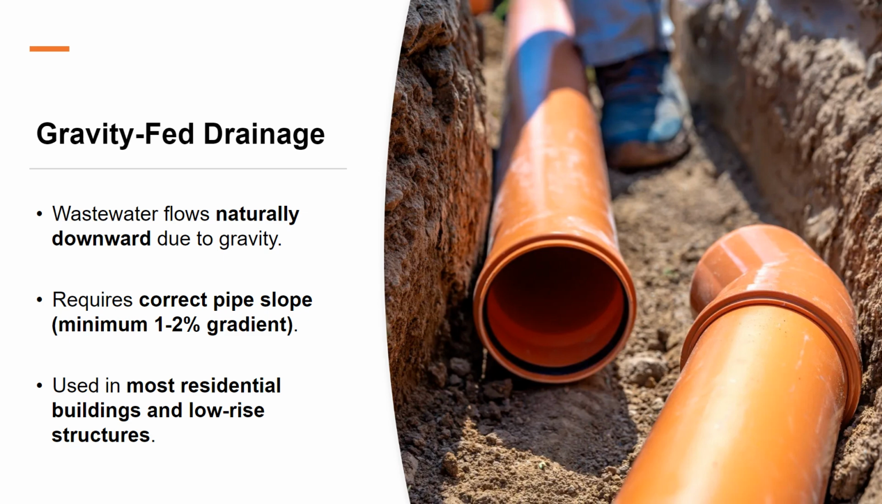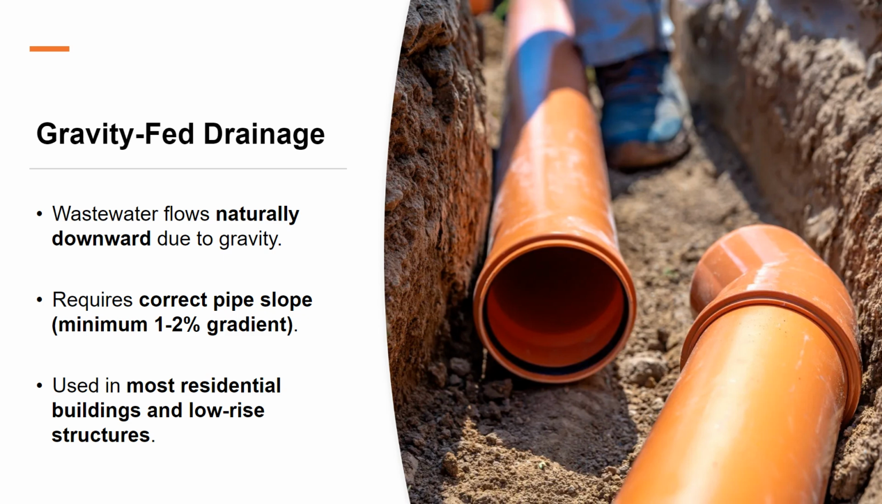It works exactly as the name suggests. Water flows downhill. How it works. Wastewater leaves your fixture, a sink, shower, or toilet, and flows through pipes set at a downward slope. No pumps, no pressure, just gravity doing the work. Key features. Pipes must be properly sloped, usually about 1 to 2%. That's 1-2 centimeters drop for every meter.